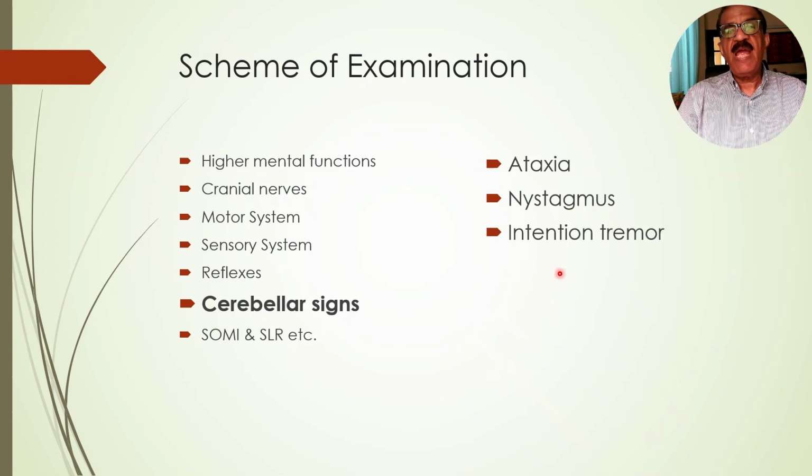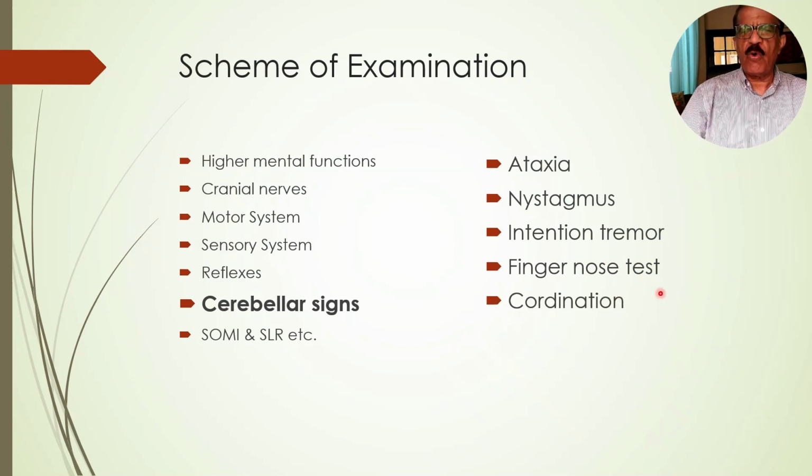We may have intention tremor. There are various types of tremors, and one of them is intention tremor. That means when you try to approach something, that is the time when your tremors get aggravated. This is called intention tremor, and this is a sign of cerebellar disease. Finger nose test, finger test and shin heel test, all these are tests of coordination, and we will cover them in separate videos. So we may have a problem with the cerebellum, while in other cases it may be a problem with the cerebrum, the spinal cord or the brainstem.